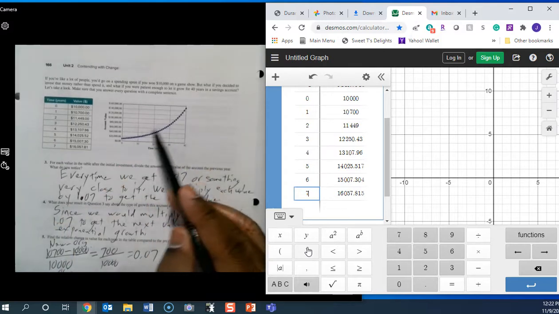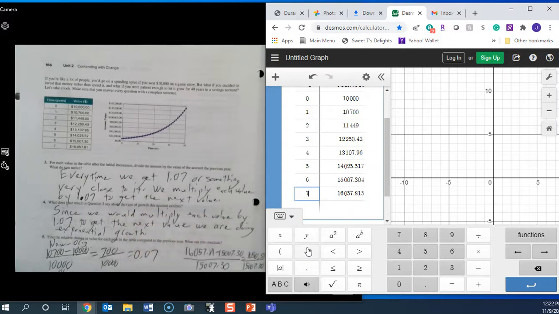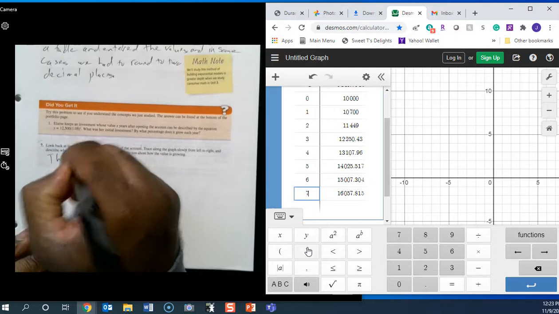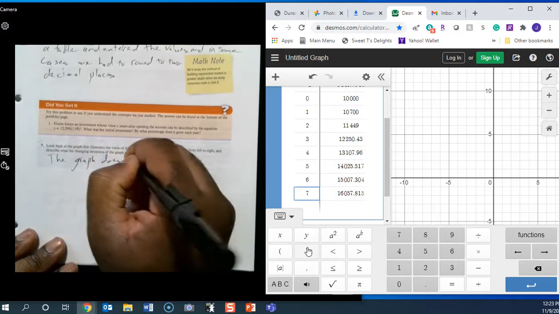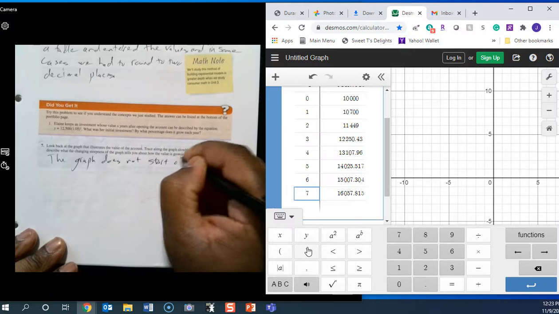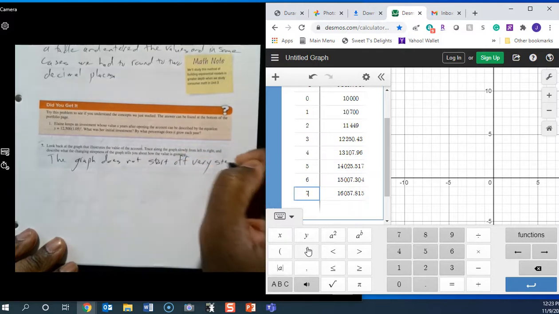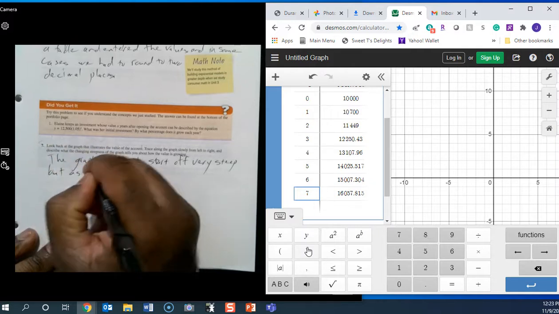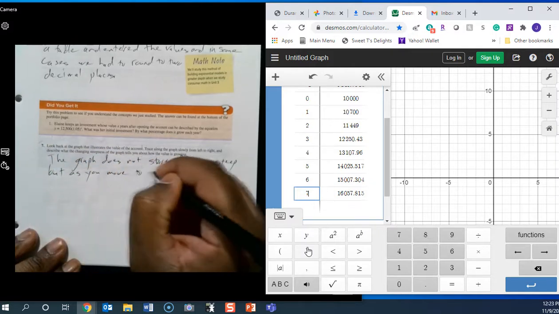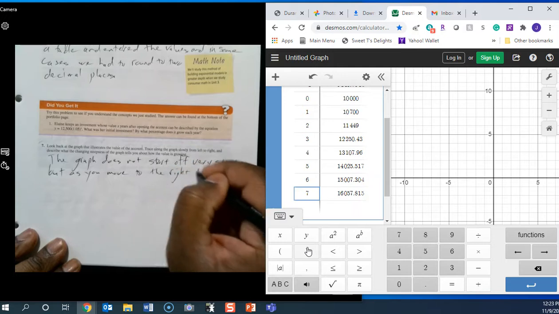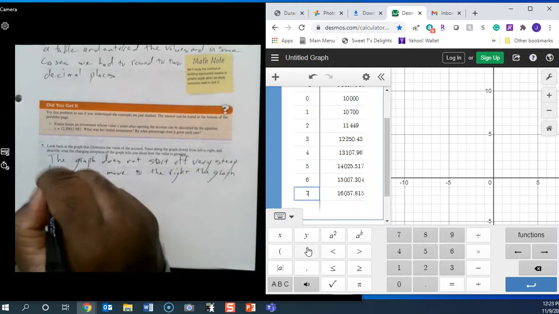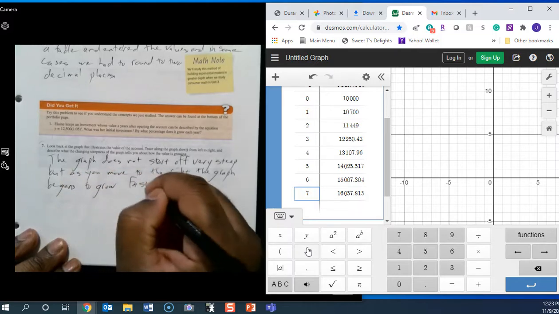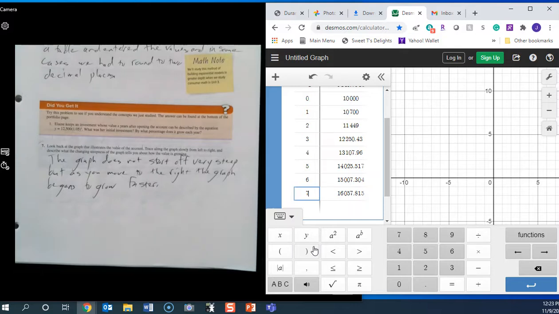If you look at this graph here, you notice that it's steadily going up and it's going faster. So basically, you could say the graph does not start off very steep, but as you move to the right, the graph begins to grow faster. That's basically what it's telling you.